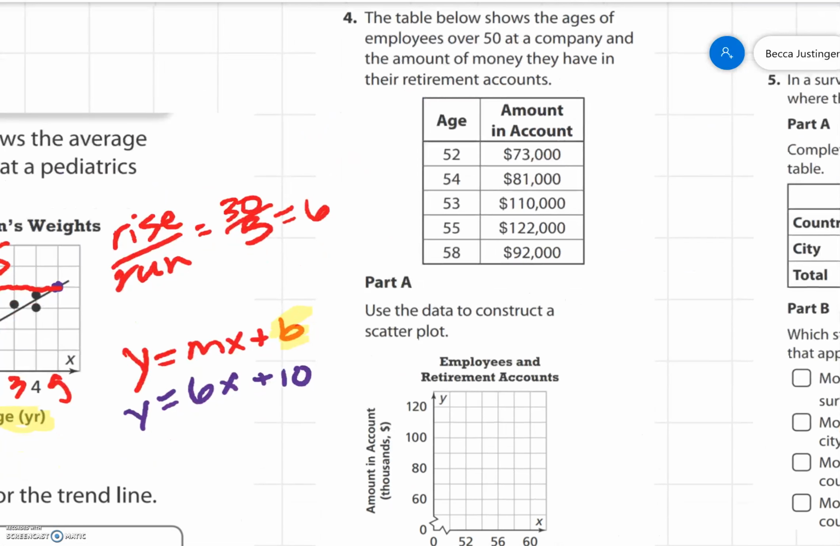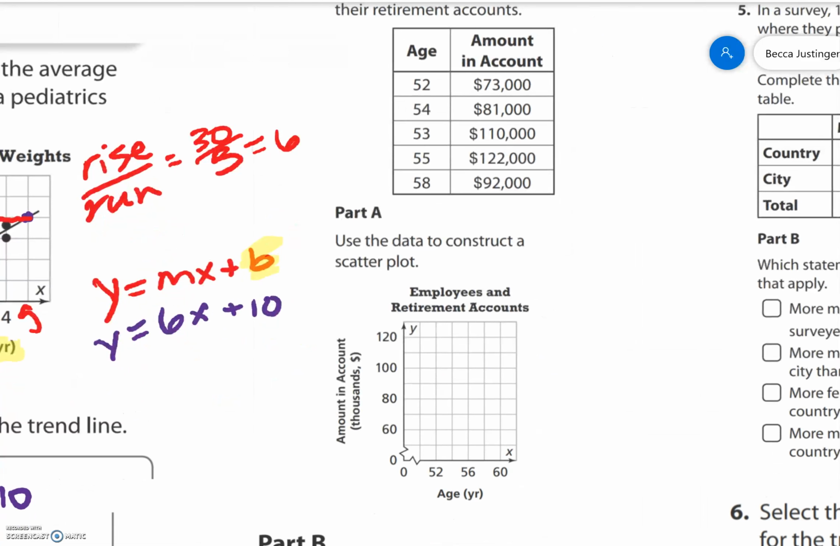Number 4. The table below shows the ages of employees over 50 at a company and the amount of money they have in their retirement accounts. Use the data to construct a scatter plot. Well, the first thing you want to do with the scatter plot is figure out how much it's going up and over by.